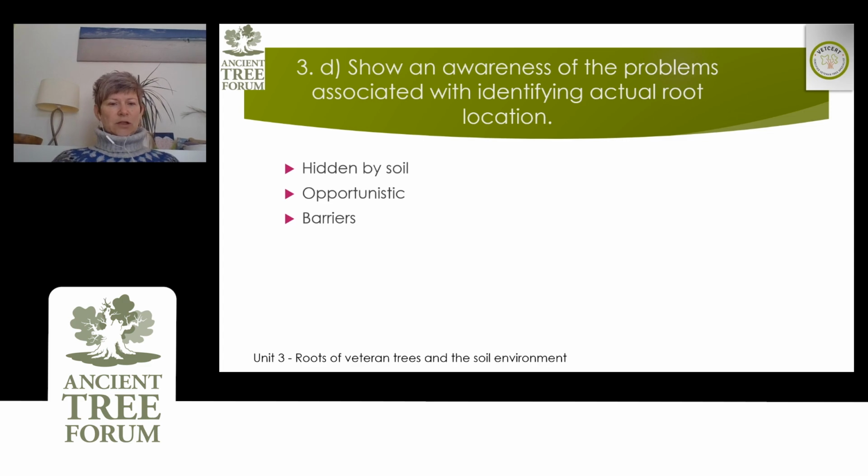And the final element for this unit is show an awareness of the problems associated with identifying actual root location. Well, the most obvious one, of course, is that they're hidden by the soil, and they may even be under tarmac. They're often opportunistic, so even if there is a relatively standard expected pattern for root growth, it's very often altered or amended based on the current conditions. So physical barriers, for example, which might be a wall or huge boulders, or a road which has been dug down and has some kind of casing underneath which has stopped the roots from growing.